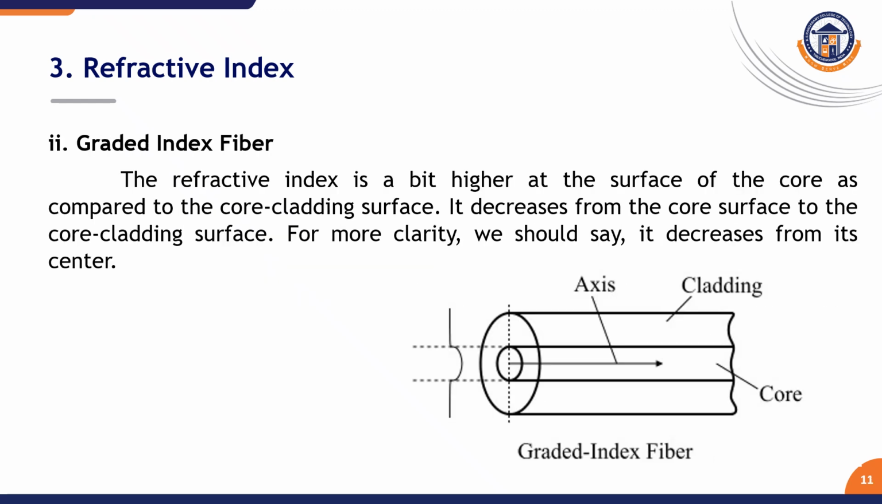The second one is the gradient index fiber. The refractive index is highest at the center of the core and decreases from the core center toward the core cladding surface. For more clarity, we should say it decreases from its center.